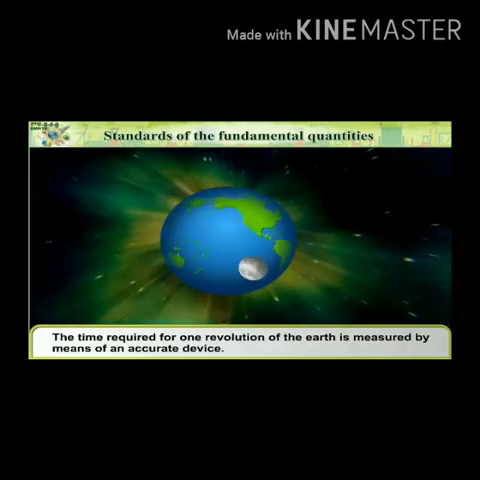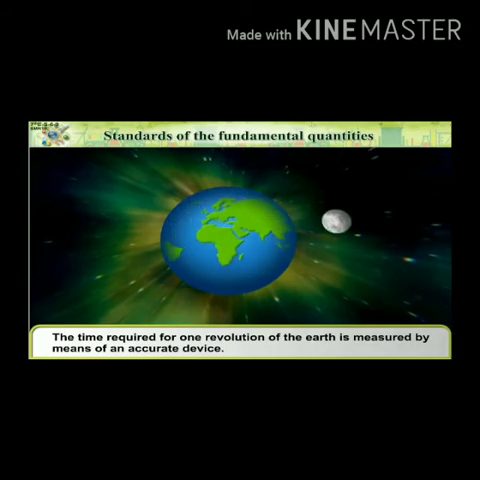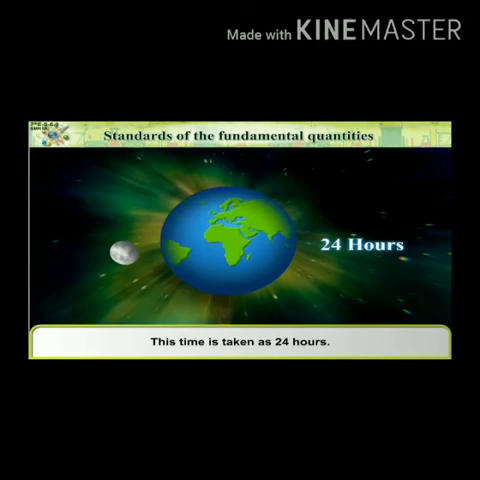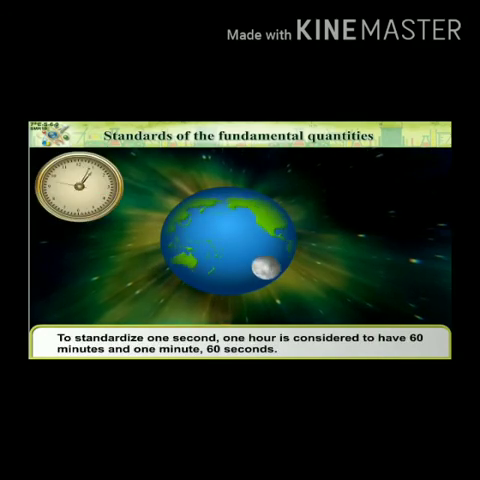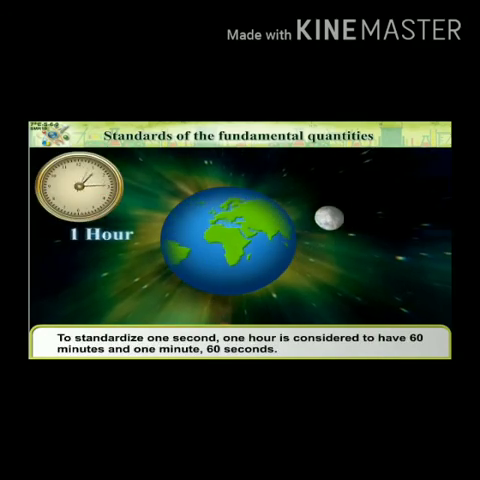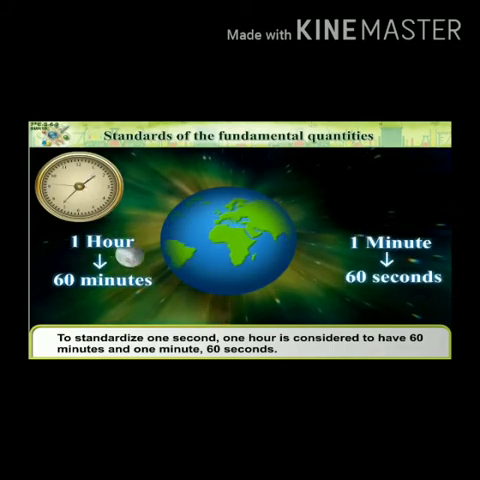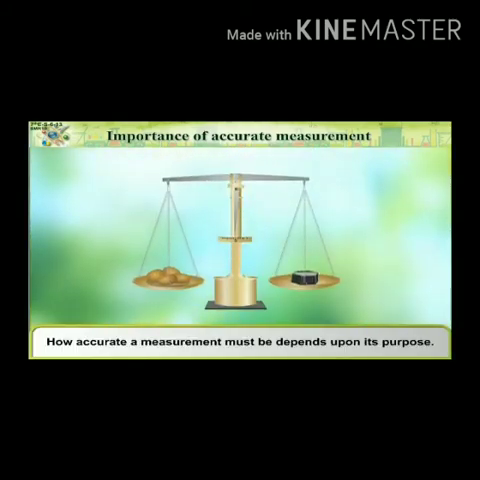The time required for one revolution of the earth is measured by means of an accurate device. This time is taken as 24 hours. To standardize 1 second, 1 hour is considered to have 60 minutes and 1 minute, 60 seconds. Now we will see the importance of accurate measurement.